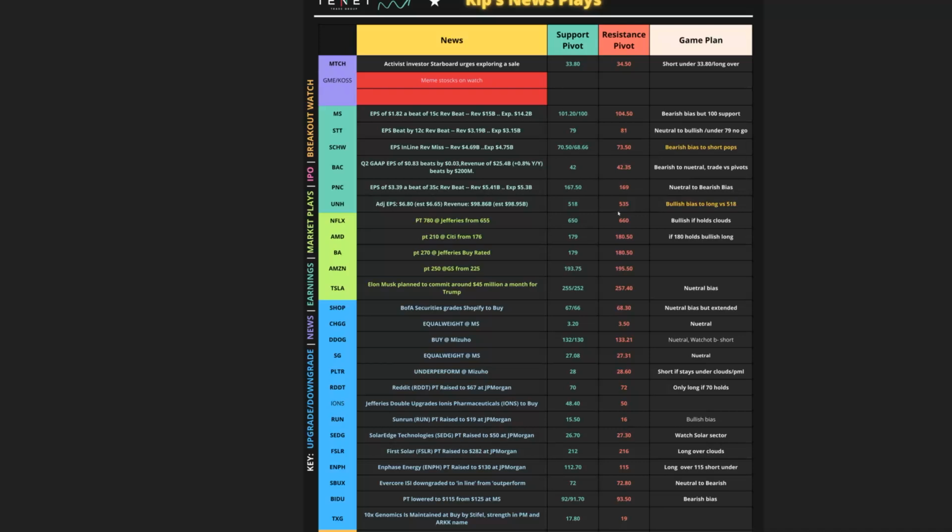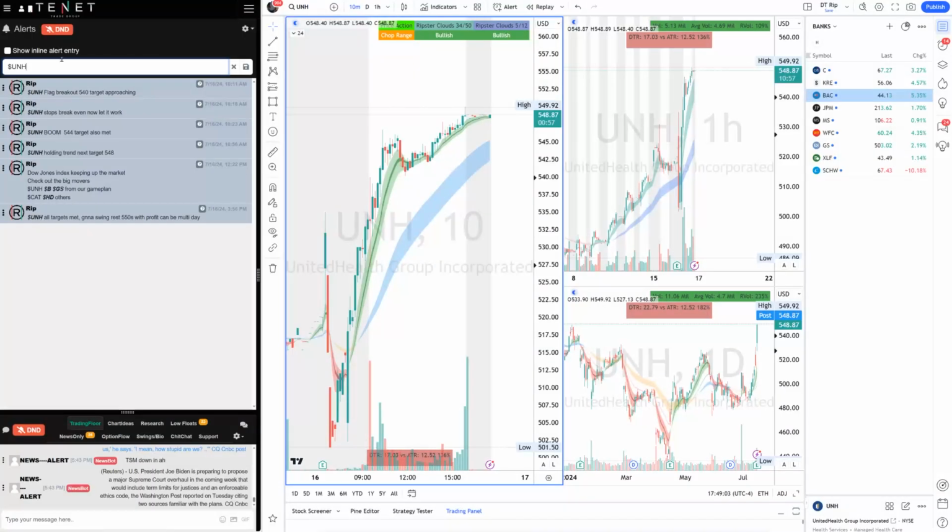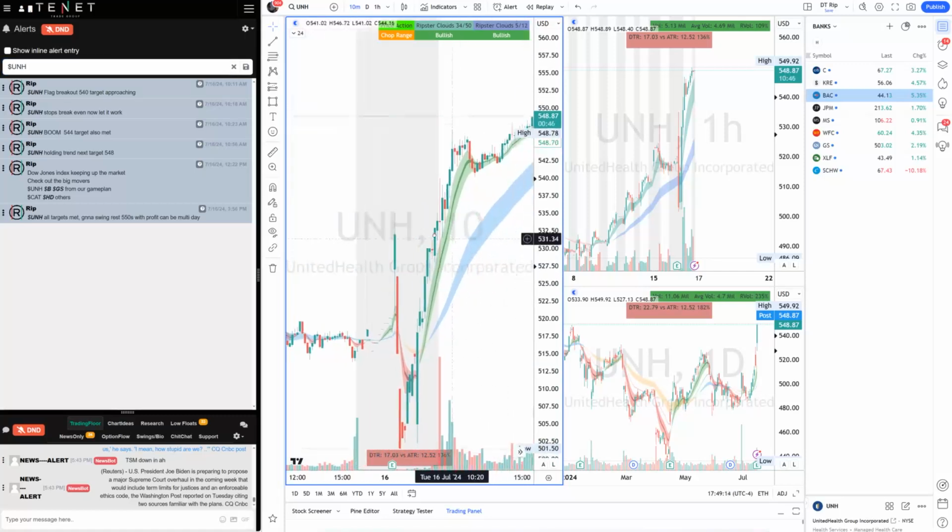The resistance was 535, support was 518. I already told everyone that I have a bullish bias to long versus 518. The pre-market planning was already provided to everyone in the community. And as soon as I saw the strength, I was on the voice. I told everybody we are good to go. We can long the 535 calls and 540 calls.